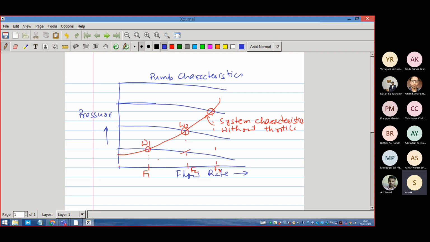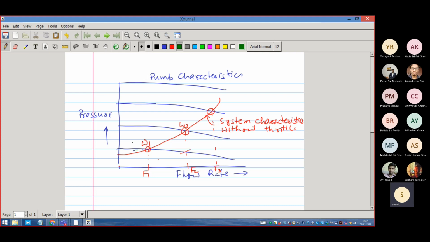By running it at different speeds, we are changing the pump characteristics as shown by some parallel lines in blue, right? And therefore the operating points are now here and here, right? And these are the heads. The y-axis corresponds to the head. So let me call it H1 omega 1, H2 omega 2, and H3 omega 3.